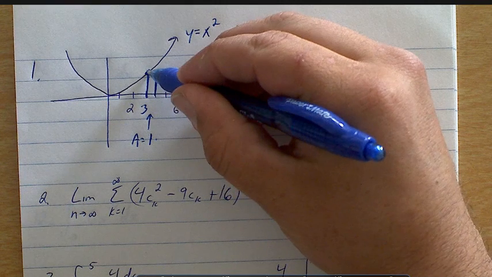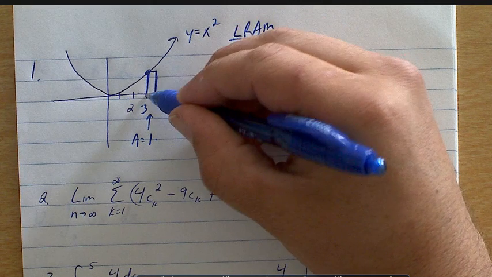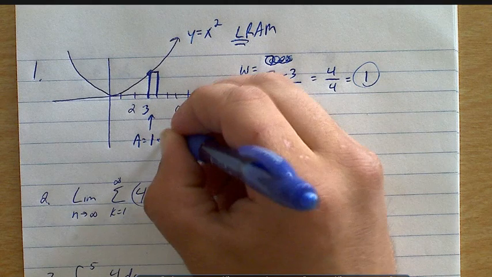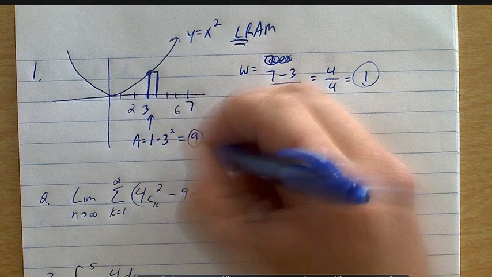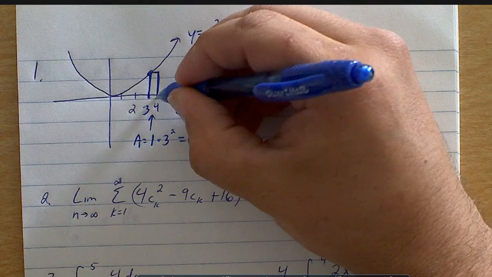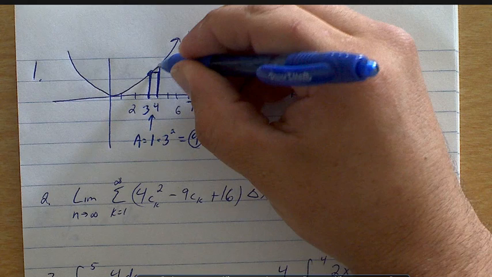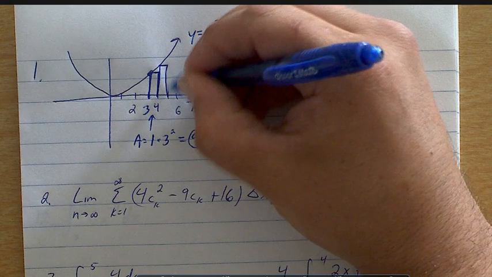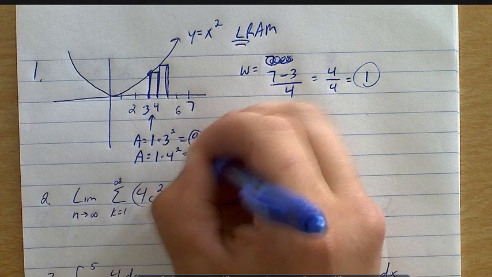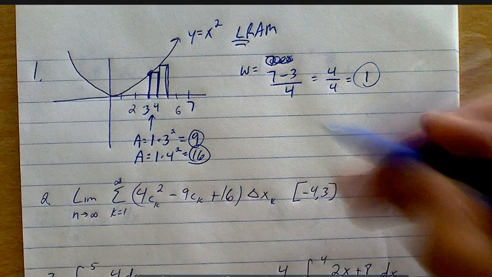So I substitute 3 in for x. 3 squared. Area is 9. Rectangle number 2, I go up at 4 until I touch the curve. So that area is 1 times 4 squared. Again, I'm substituting the x value into the function.